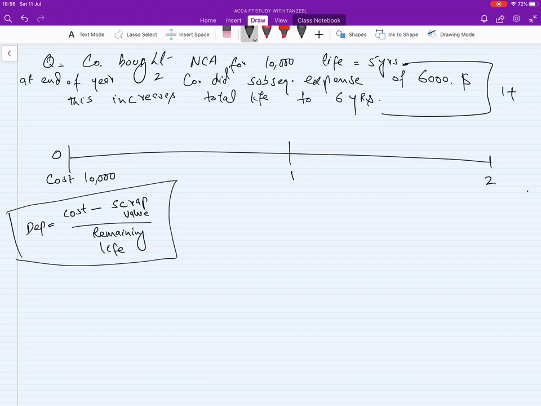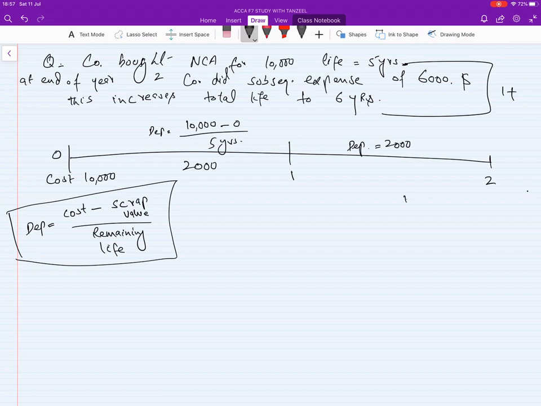This is the formula for depreciation. How do you calculate depreciation? Cost minus any scrap value, divided by remaining life. So for 1 year, you calculate it this way: 10,000. Do we have any scrap value? No. Minus 0, divided by how many years? 5 years. So 2,000 was your depreciation for year 1. Year 2, again depreciation is 2,000.